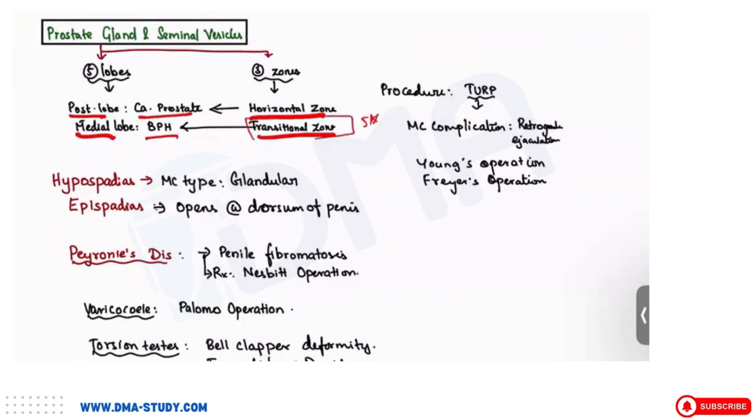Okay. The procedure is always TURP. The most common complication is retrograde ejaculation. Most commonly for BPH, we do the TURP, and the most common complication is retrograde ejaculation. What is the medical management for, sorry, BPH?